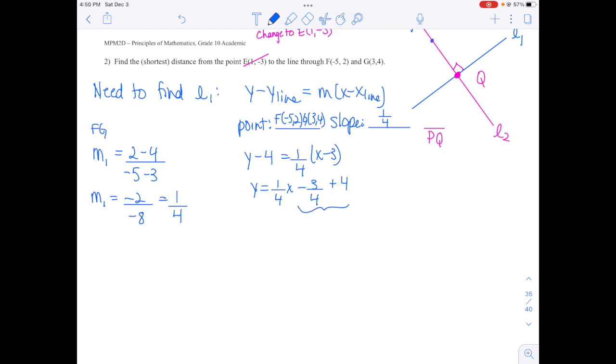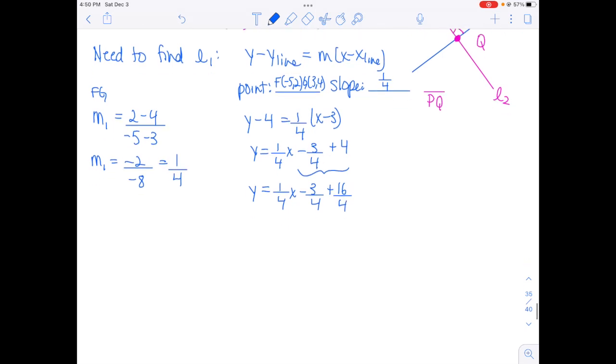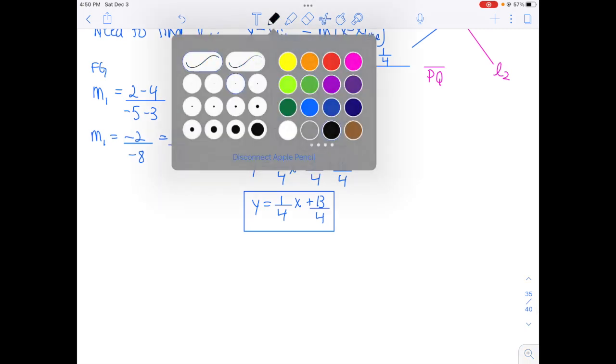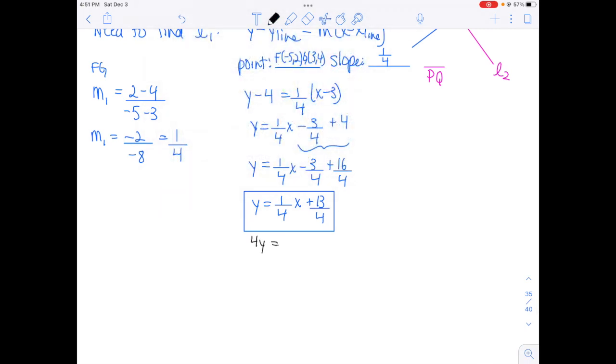Now I have to combine these, and the way I do that is by finding a common denominator. So I'm going to write the 4 as 16 over 4, plus 13 over 4. Now, if you remember from the last example, this is L1, but we're going to write it in a better way so that we can solve a system of equations later. So I'm going to multiply both sides by 4, and then I'm going to move the x term over. And I'm going to call this L1.